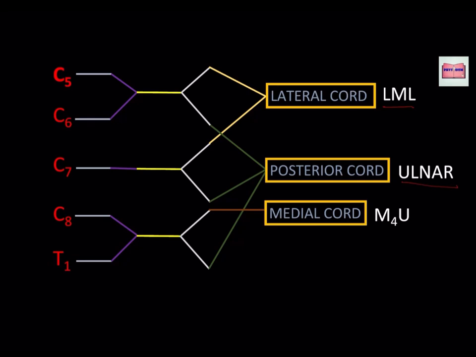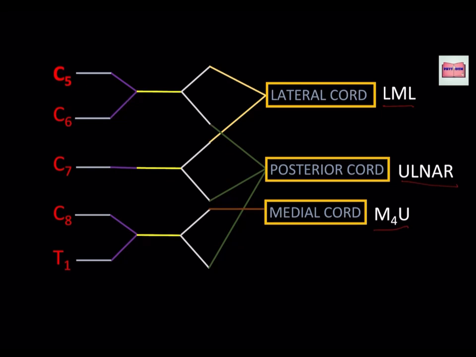The medial cord gives off 5 branches, which is M4U. The lateral cord gives off 3 branches, LML. The posterior cord is giving again 5 branches, ULNAR. And the medial cord is giving also 5 branches, M4U. So we'll see this further.